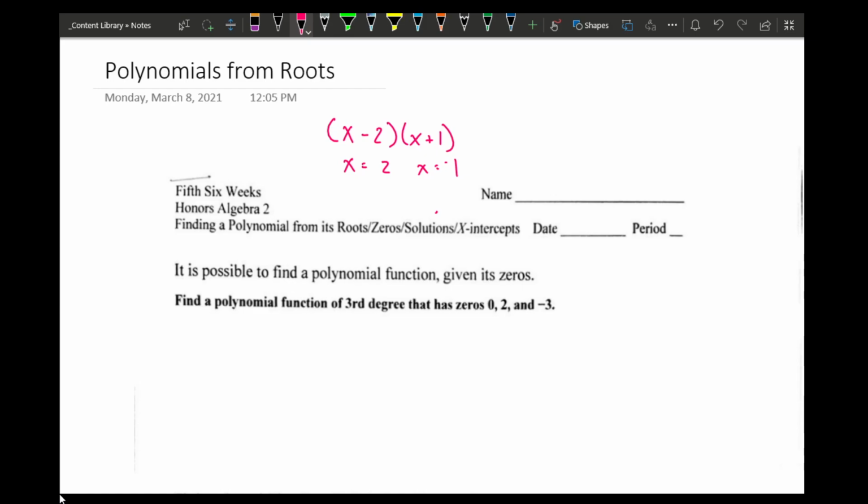So I'm going to give you the x equals, and then you're going to tell me what the equation was. It's a lot simpler than it sounds.